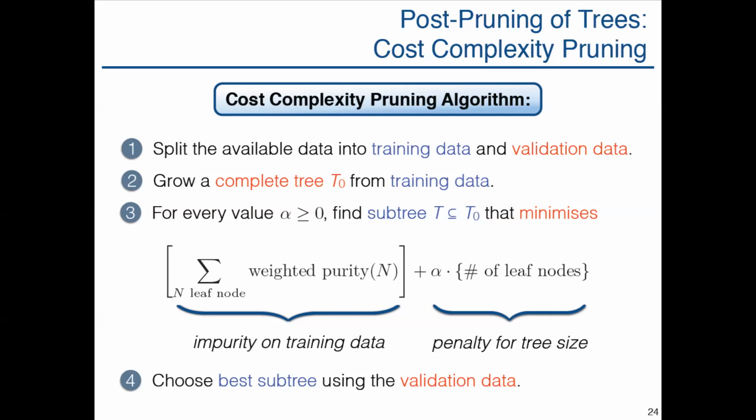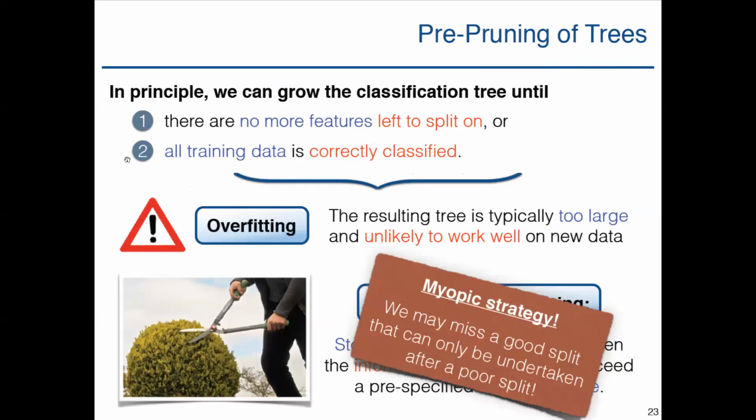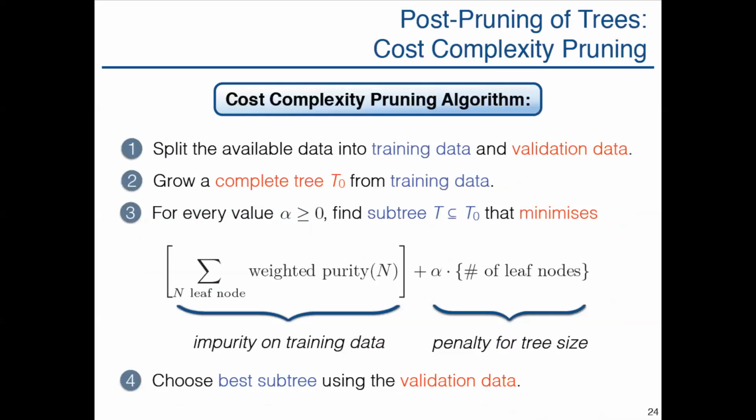ठीक है, so complete tree would mean the trees that are built based on these two conditions, that you keep growing the tree until one of these two conditions is met. You have no more features left, or you have all training data correctly classified. Until you achieve either of these two conditions, you keep growing the tree further. Okay, so once you do that, that's called a complete tree. कि आपने regardless of the information gains, आपने पूरा tree build कर लिया.